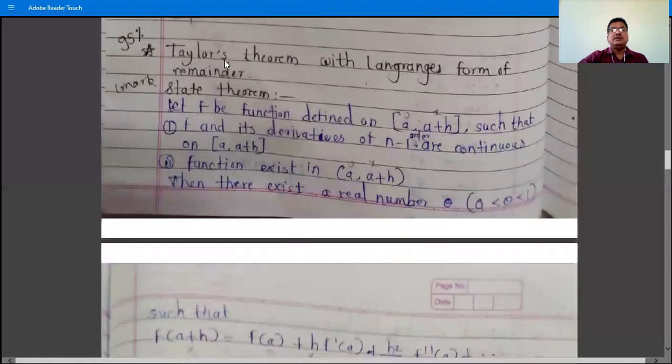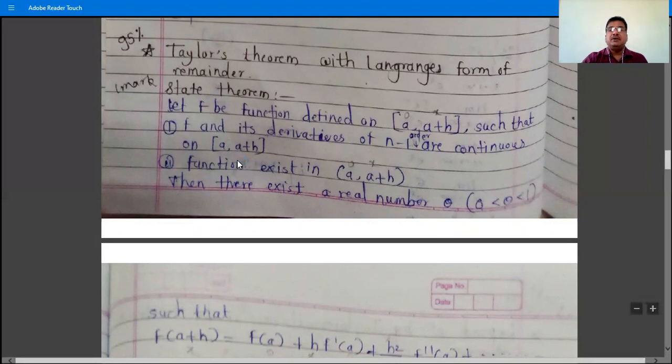So the next theorem is Taylor's theorem with Lagrange's form of remainder. The question is: state Taylor's theorem with Lagrange's form of remainder. The proof is not included in our syllabus, so just remember the statement of Taylor's theorem with Lagrange's form of remainder.